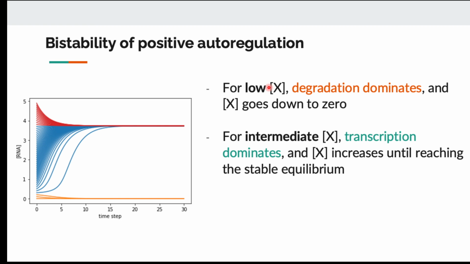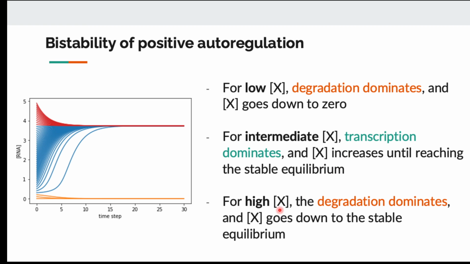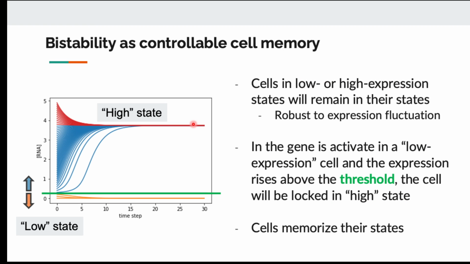If you have enough protein, enough RNA to have positive feedback, you continue to produce until you reach the equilibrium. And if the number of molecules is too high, degradation will dominate and you will reduce the number of molecules until the equilibrium. And people are excited about this property because it means the cell can remember which state it is in.